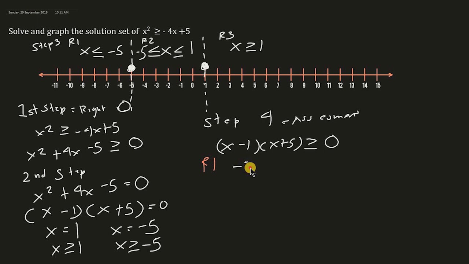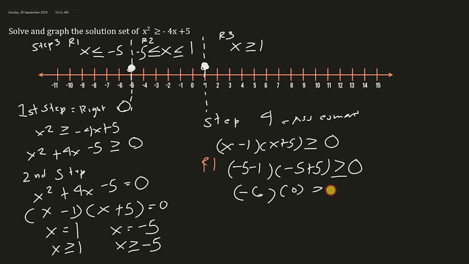So, negative 5 minus 1 times negative 5 plus 5 is greater than or equal to 0. Simplifying that, negative 5 minus 1 is negative 6. Negative 5 plus 5 is 0. So, 0 times negative 6 is 0. And 0 is greater or equal to 0.